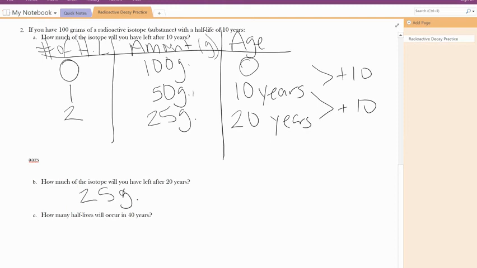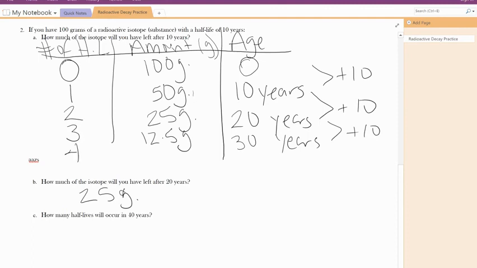For part C, it says how many half-lives will occur in 40 years. We've got to continue this data table. At 3 half-lives, half of 25 is going to be 12.5 grams. We would add another 10 years, so this would be 30 years. Still haven't gotten to 40 years, so let's continue one more.